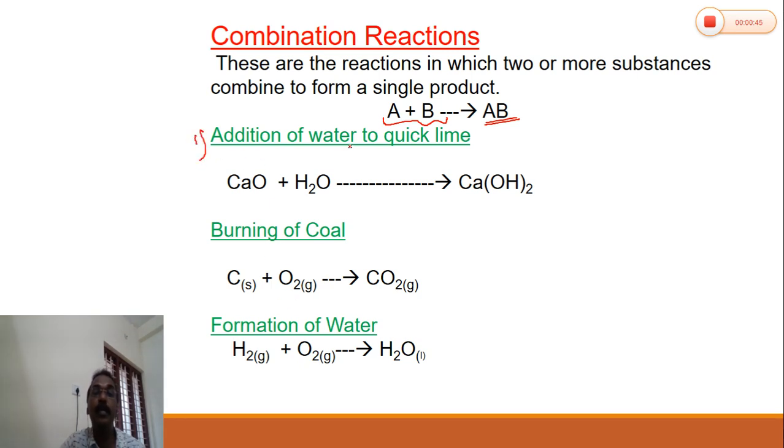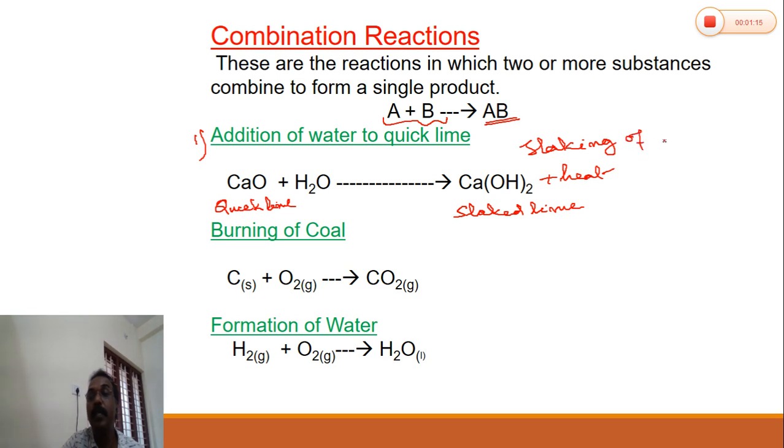The first one is the addition of water to quicklime. Quicklime is calcium oxide, CaO. When water is added to quicklime, we get calcium hydroxide. Here heat is also released. This reaction is called slaking of lime. So adding water to quicklime is called slaking of lime.